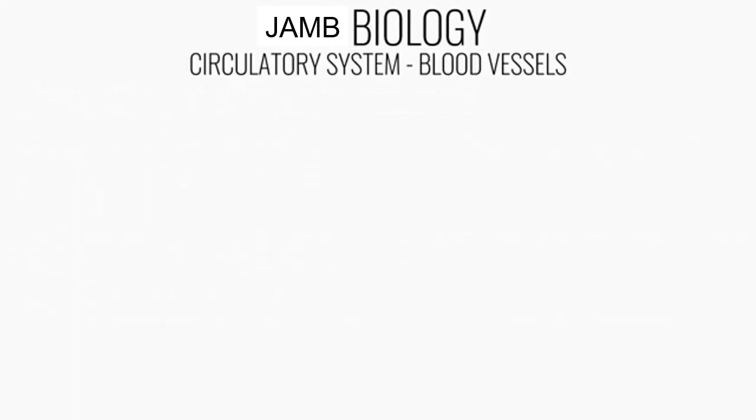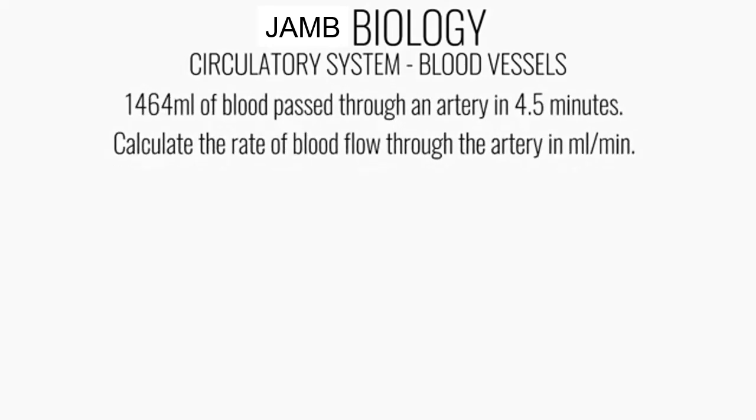So let's see how we can calculate the rate of blood flow. You need to pay attention to this calculation, as it is very, very important for your biology. So the question says: 1464 ml of blood passed through an artery in 4.5 minutes. Calculate the rate of blood flow through the artery in milliliters per minute.